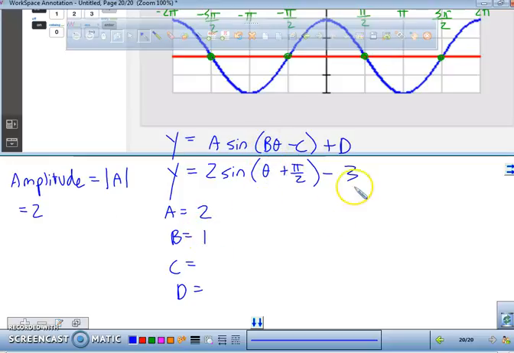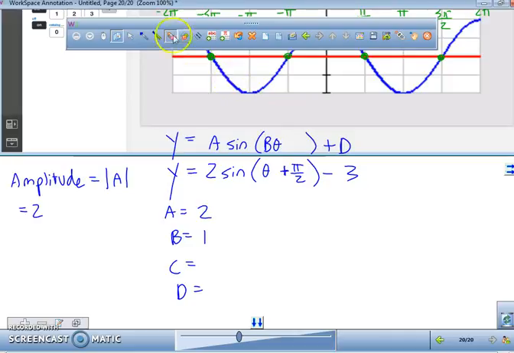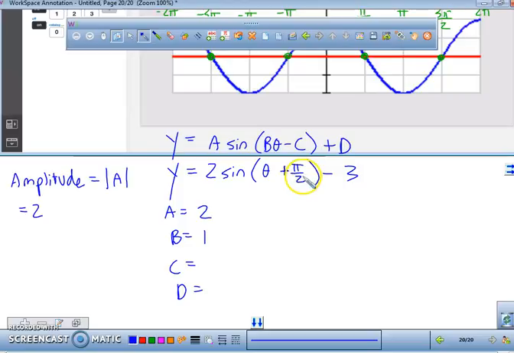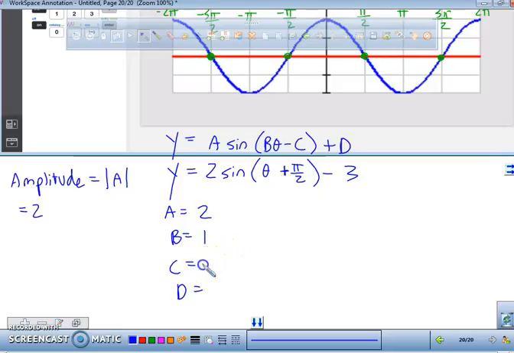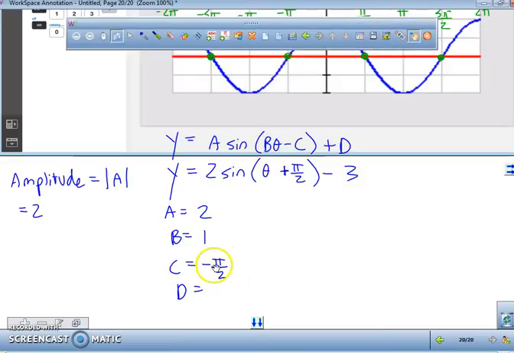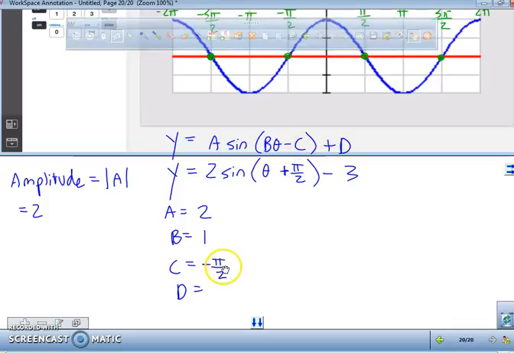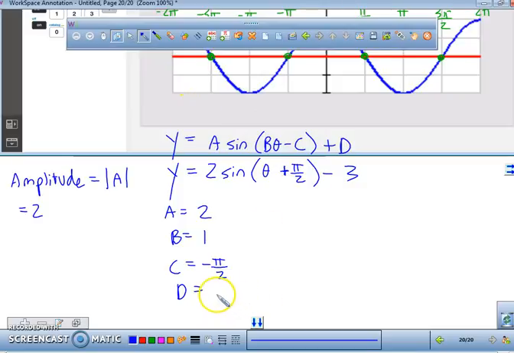1. Correct. This is where it gets tricky. This says minus c. Can everybody see right here that says a b theta minus c? But I have a plus pi over 2. So our c value is not going to be plus pi over 2. It's going to be negative pi over 2. Because if I were to take this and put it right in there for c, I have a negative and another negative. And what's a negative times a negative? Positive. So if you plug it in, that's going to make this a plus pi over 2. And what's your d value?